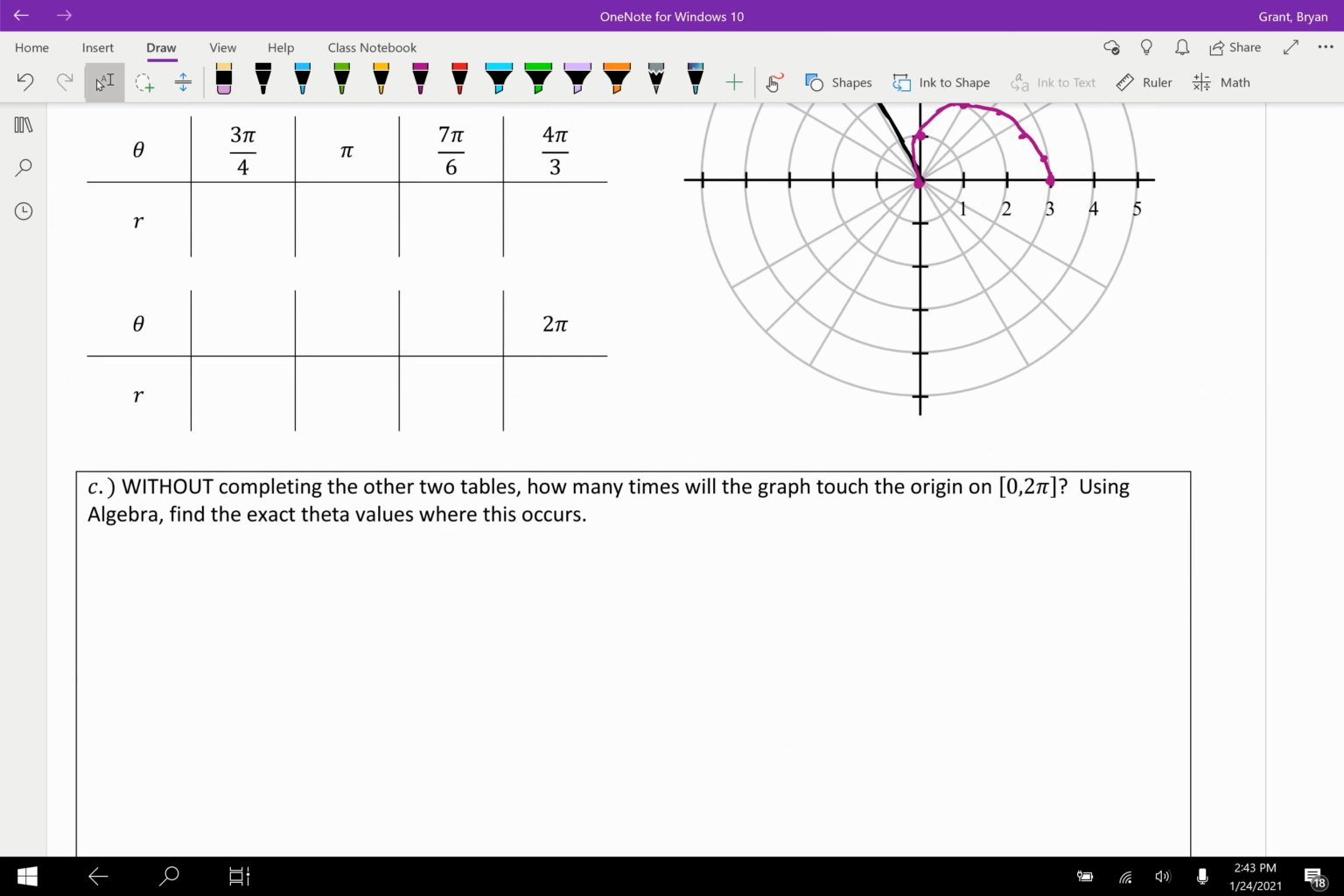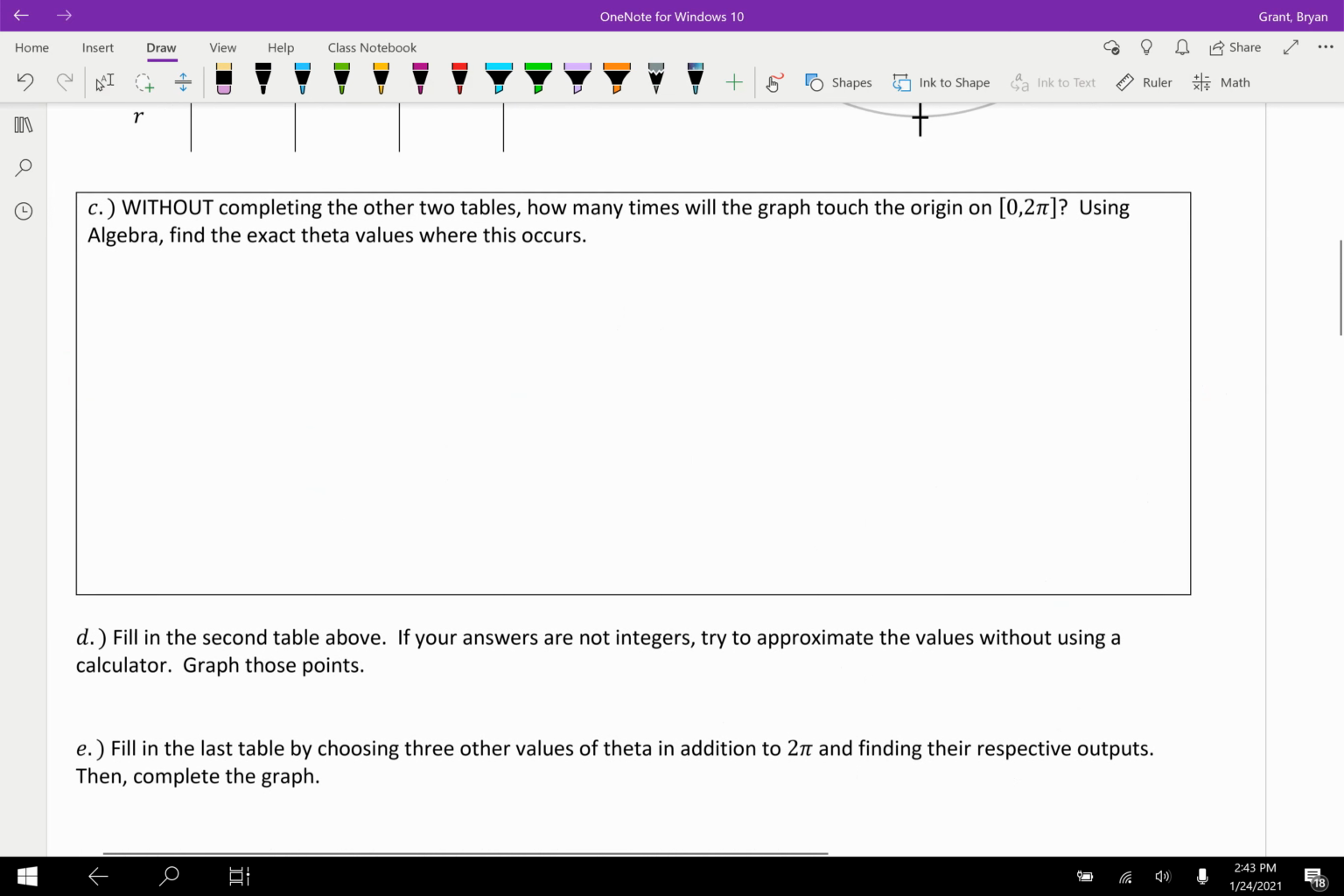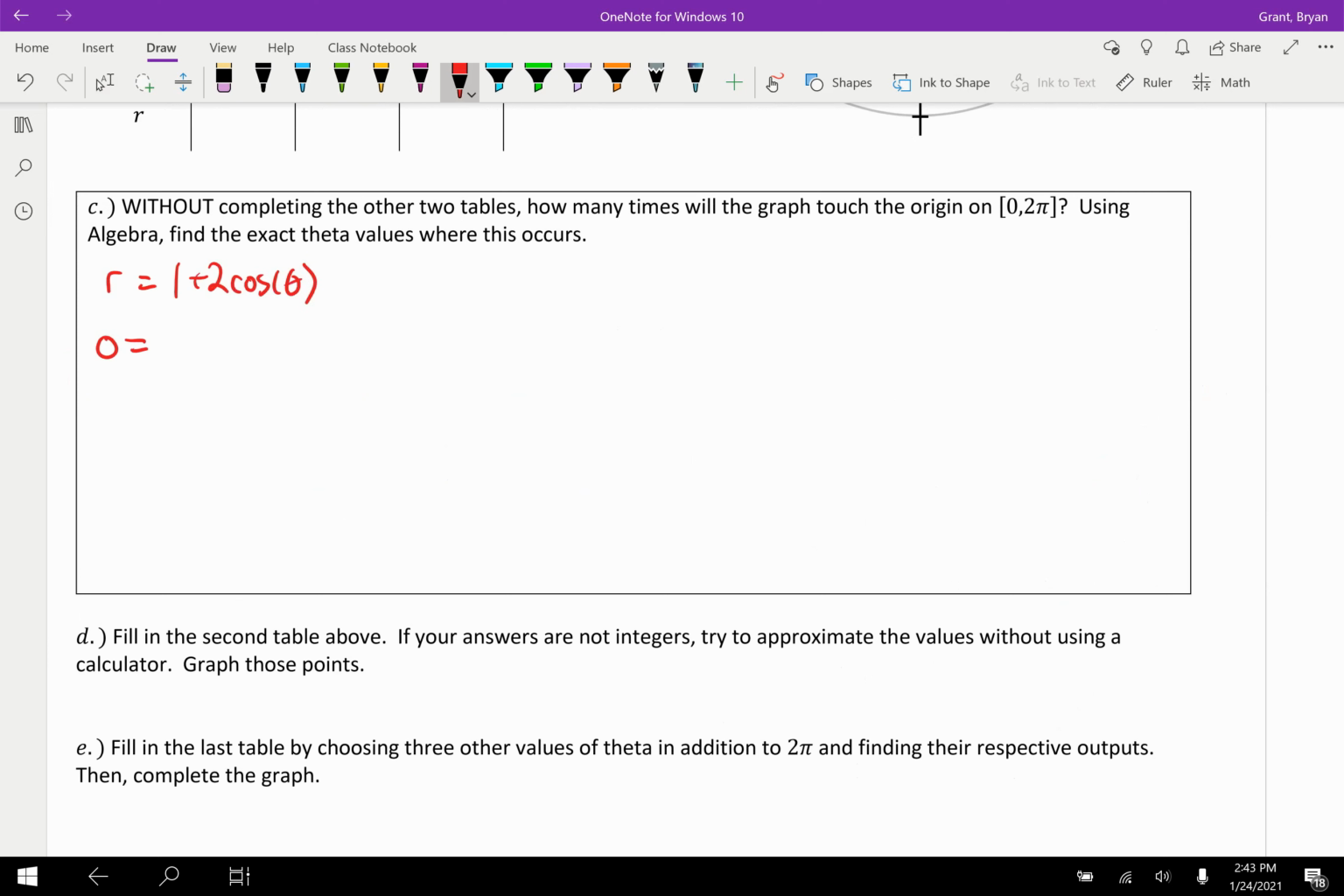Without completing the other two tables, how many times will the graph touch the origin on 0 to 2 pi? This again, well, at least we're good at it, and guess what? There is not a multiple angle in here, and so this solution becomes much easier, promise. So as a reminder, if we want to find where this graph touches the origin, we need to set our radius to 0. That's a fancy way of saying at the origin, and then we just get to solve.